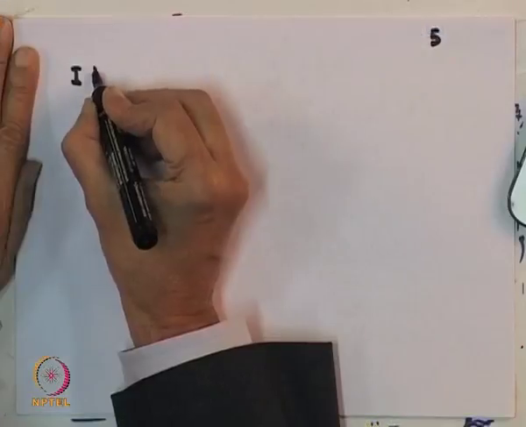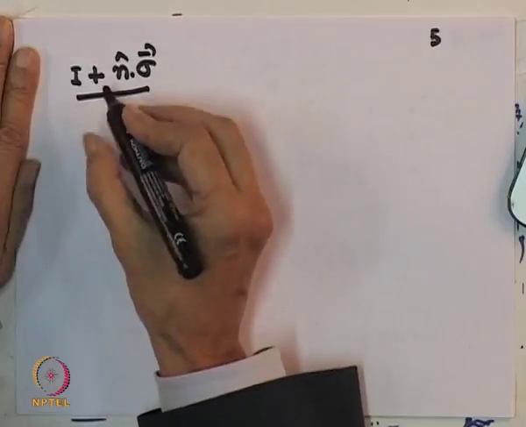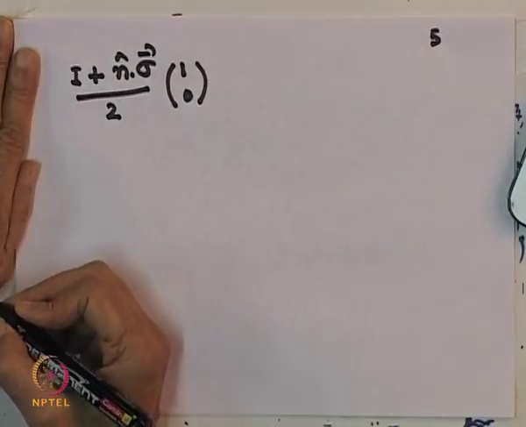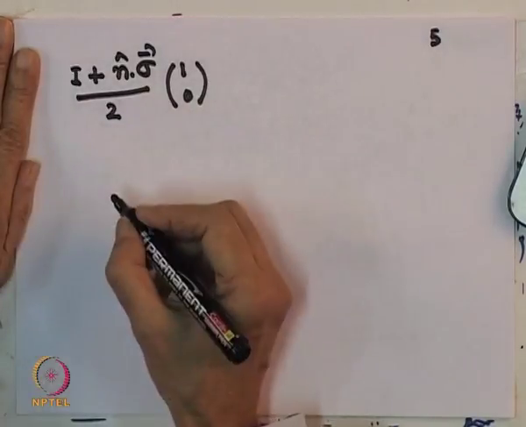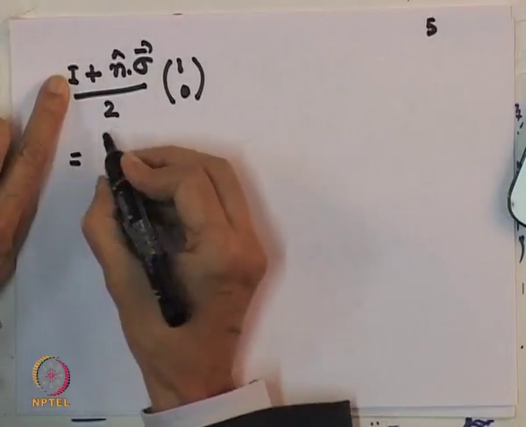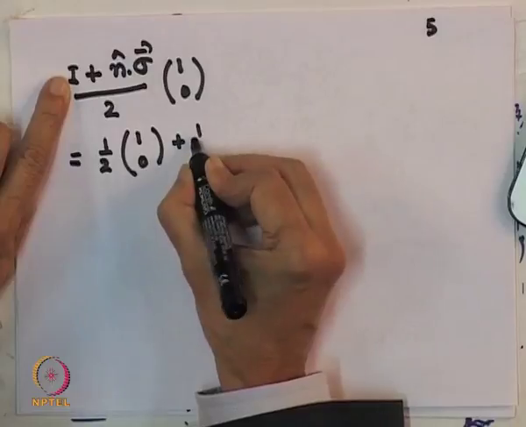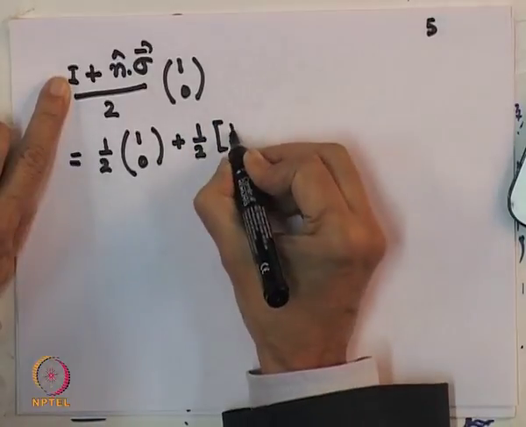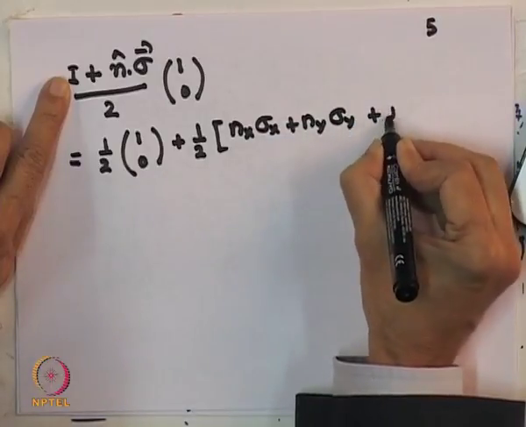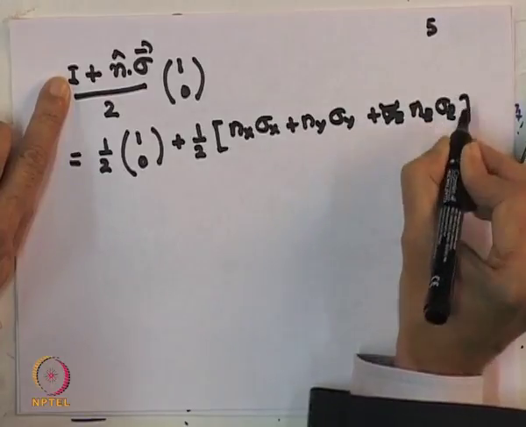So suppose we are saying I plus n dot sigma divided by 2 of course, acting on let us say up state. This is z equal to plus 1, sigma z eigenvalue plus 1. So what does it give me? Since this is an identity I get simply half 1 0 plus. Let us expand this out. So I have nx sigma x plus ny sigma y plus nz sigma z acting on the same state 1 0.